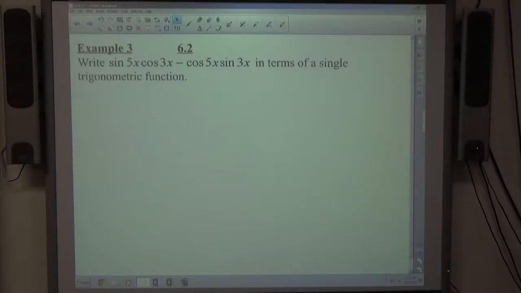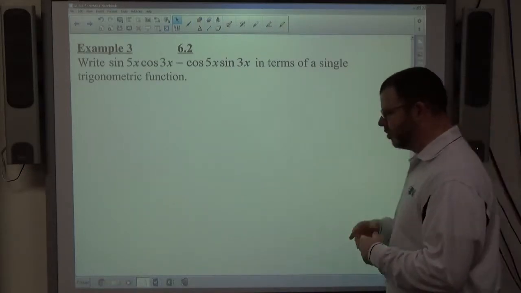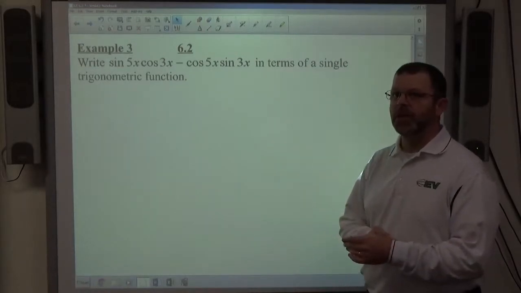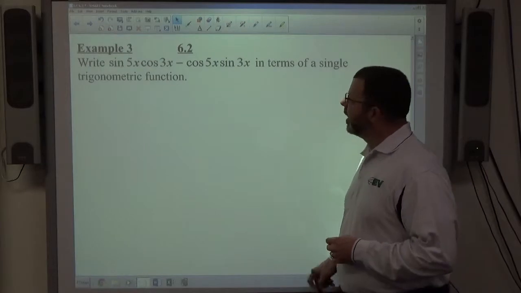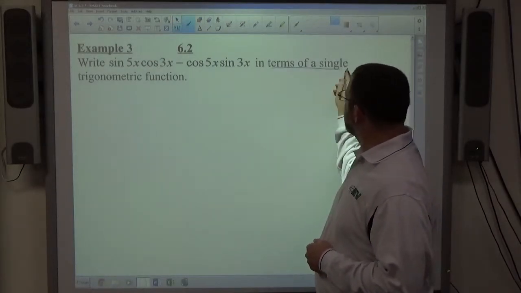Okay, examples 3 and 4 are having us look at 32, 33, and 34 on our sheet in the backward sense. And this is leading us up to trigonometric identities involving these skills. So it's one of these skills I want you to be able to have. And it says in terms of a single trigonometric function.